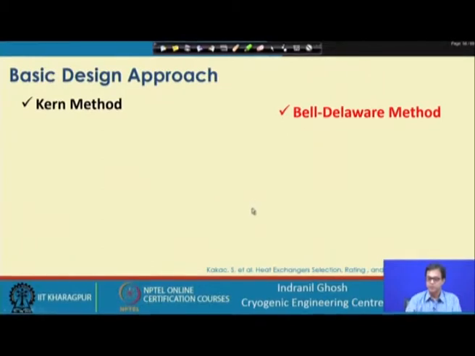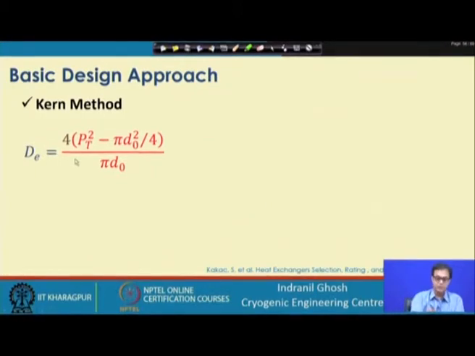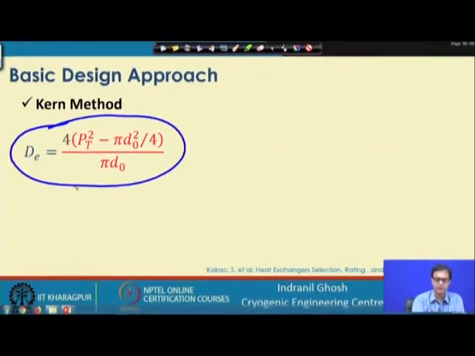We will not talk about the Bell-Delaware method in this lecture, and we will just briefly talk about the Kern method, where the estimations are based upon the equivalent diameter. This is for the square pitch, and it depends on the pitch ratio Pt squared and pi, and d0, the external diameter of the tube. So, we can estimate this equivalent diameter. Please mind that this is not the hydraulic diameter. As we have talked in the earlier class, this is based upon the heat transfer perimeter, I mean the weighted perimeter of the heat transfer area.